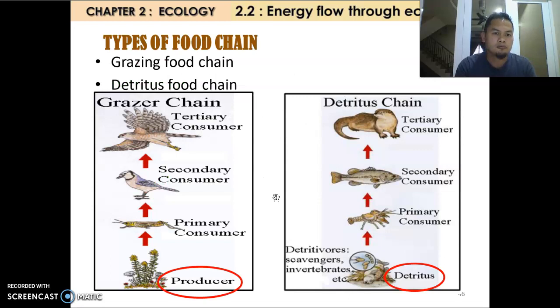Then we look at the types of food chain. There are two types of food chain. The first type is the grazing food chain. The grazing food chain has a producer, and the producer is a plant. When we discuss the detritus food chain, the producer is a detritivore. So in the detritus food chain, the energy comes from dead organic matter. Meanwhile, for the grazing food chain, the energy source comes from the sunlight.